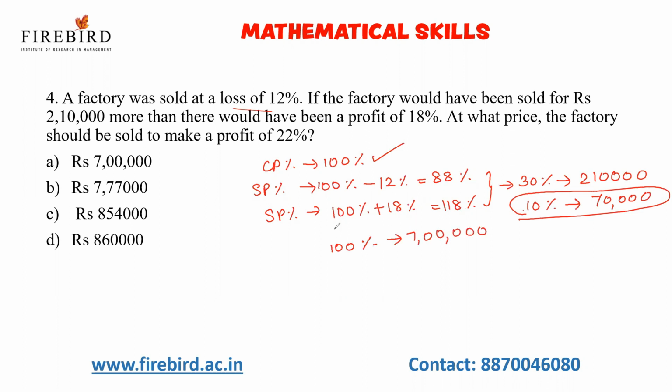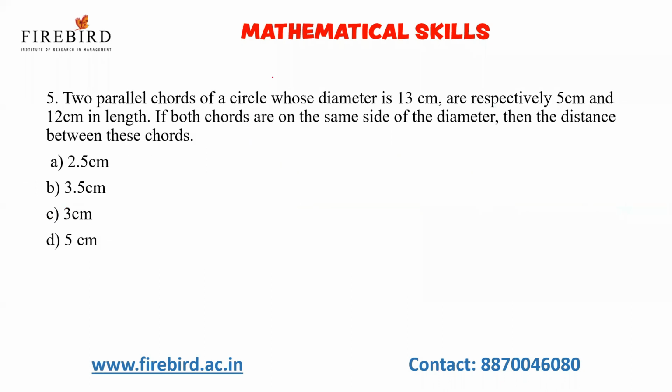Okay, if I want to sell it at a profit of 22%, see what is 10% of 7 lakhs? 70,000. 20%, 1,40,000. 1,40,000 plus 2%, 14,000. I'll get 1,54,000. So 8,54,000 is my answer. Do you understand this? So option C is my answer. Now, let us see the next question.